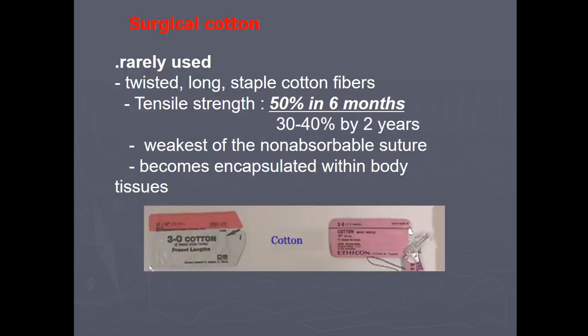Surgical cotton. Nowadays we are not using cotton suture material, it is rarely used. The other difference is that silk is braided but cotton is twisted. With long staple cotton fibers, tensile strength lasts up to 6 months. It is not absorbable. It is the weakest of the non-absorbable sutures, and it becomes encapsulated within body tissue like the silk.